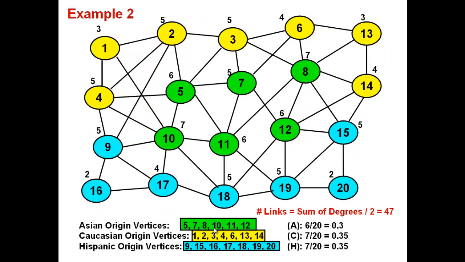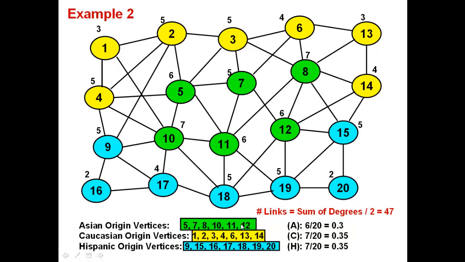Now let us go to one more example. Here we have 3 sets of vertices. Again, students. Here we have Asian, Caucasian, and Hispanic students. And these are the student nodes, and I color them differently like this. The fraction of Asian students is 6 out of 20 students, that is 0.3. The Caucasian students, 7 out of 20. Hispanic students, 7 out of 20.